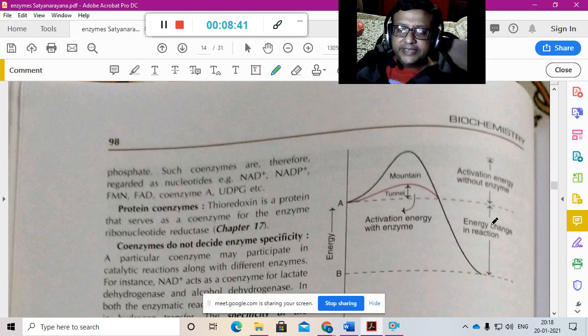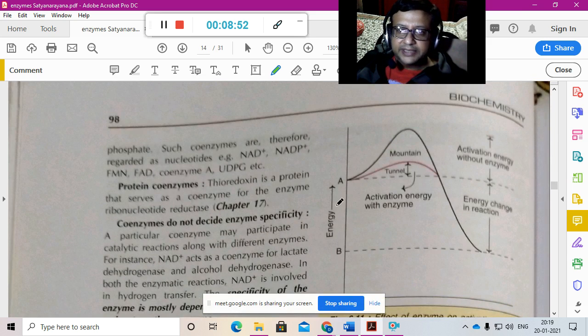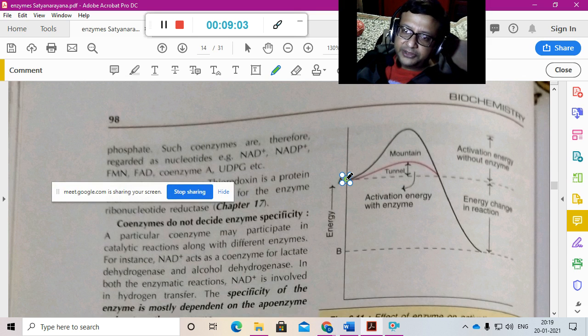So how do enzymes work? Effect of enzyme on activation energy of a reaction. Let us talk in terms of thermodynamics. So this is energy, the free energy of a compound. A is the substrate, and B is the product. So this reaction is A giving rise to B, that is the product.